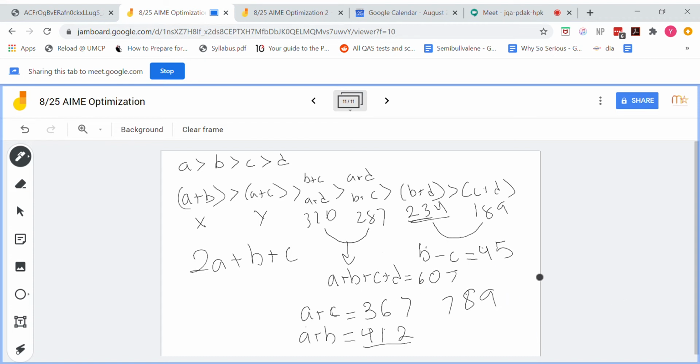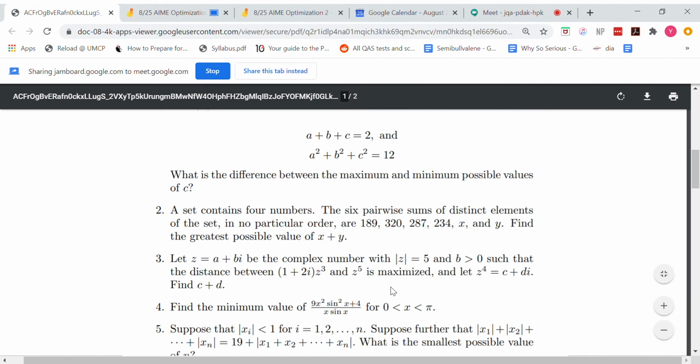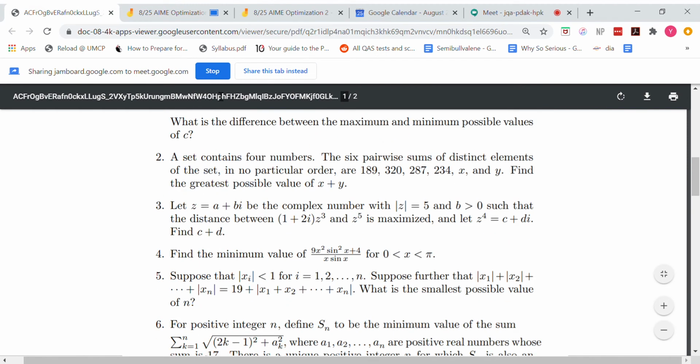I may have made a computation error somewhere, but you get the idea. If we fix x and y to be the largest of these 6 sums, then there's exactly a single value for x and y, right? It's a determinate problem. And so the maximum arises from the fact that x and y could be any of these other sums as well. x and y could have been b plus d and c plus d. Right, any questions?